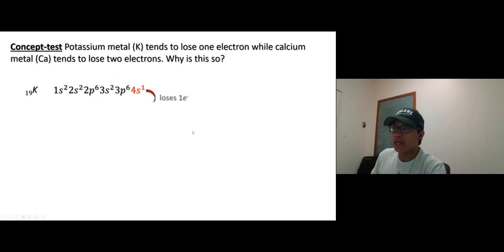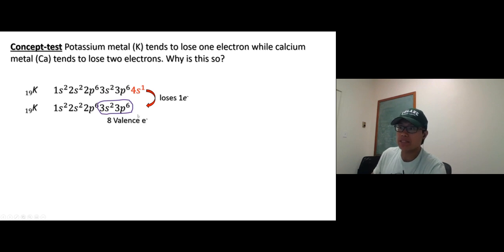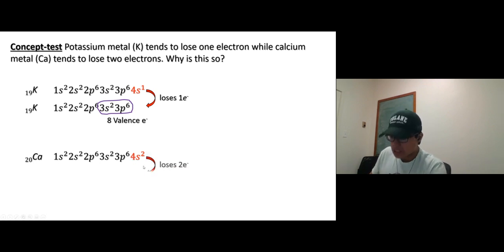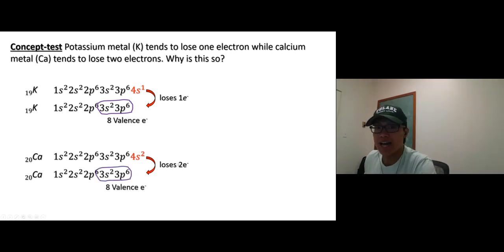See that? If you lose 1 electron, the valence shell shifts from 4s to energy level 3, and that's 8 electrons already. Really stable. Calcium, pretty much the same thing. So calcium looks just like potassium, but adds 1 more electron. So 4s2 loses 2 electrons, becomes stable right there. That's a new valence shell. See that? Here we go. Right? That's super simple there.